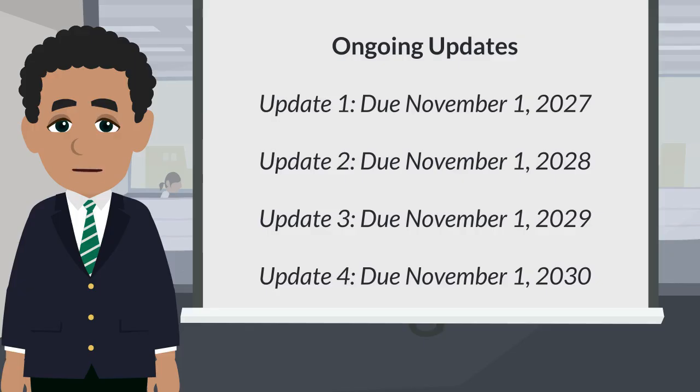Following approval, updates will be submitted annually using a provided template. The update schedule is as follows. Update 1, June-November 1st, 2027. Update 2, June-November 1st, 2028. Update 3, June-November 1st, 2029. Update 4, June-November 1st, 2030.